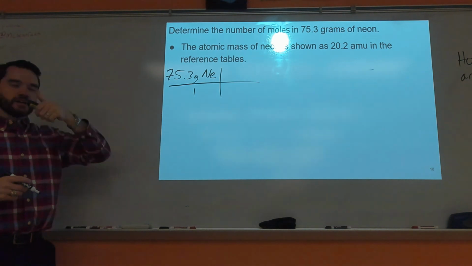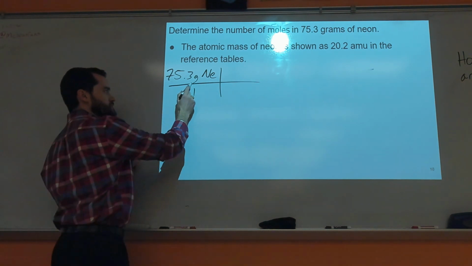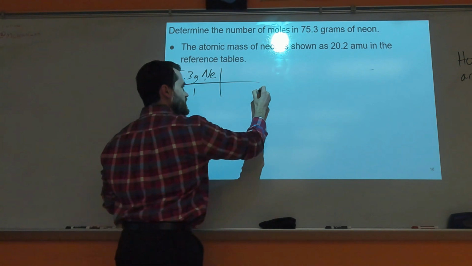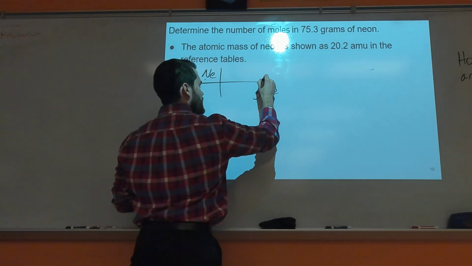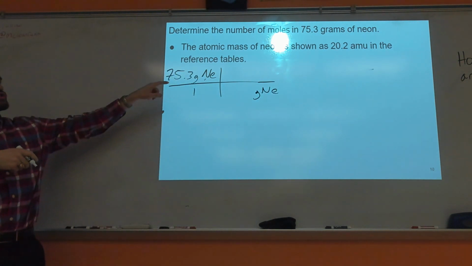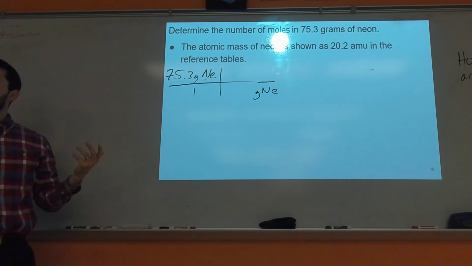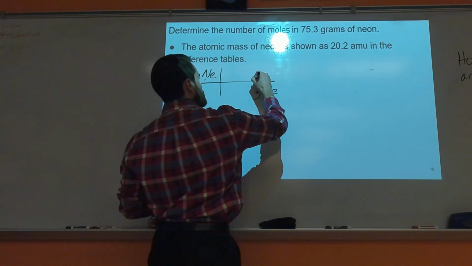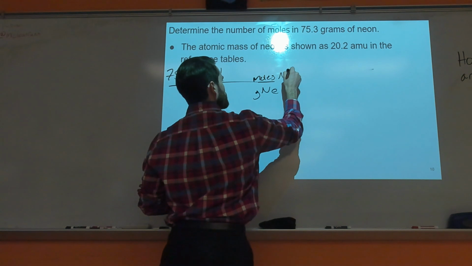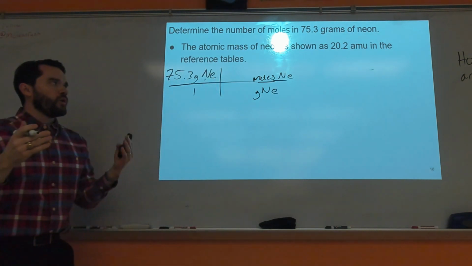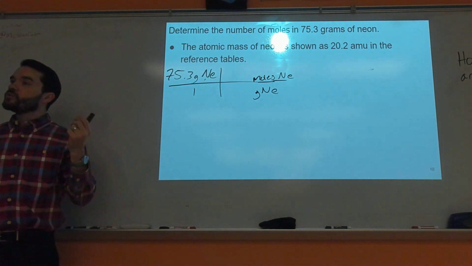Okay? And then if grams and neon are here, grams and neon need to go diagonal. And then up here, this is the unit you want to find. What are we trying to find? Moles of neon, right? Moles of neon. Okay. Well, what numbers do we use here?